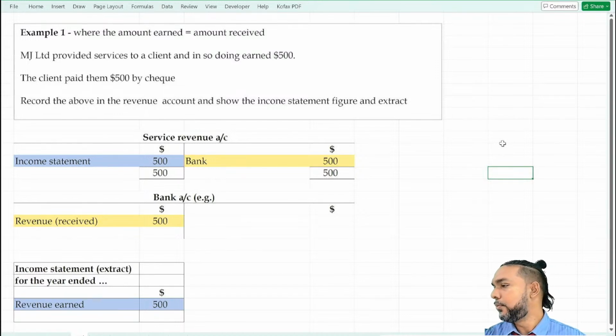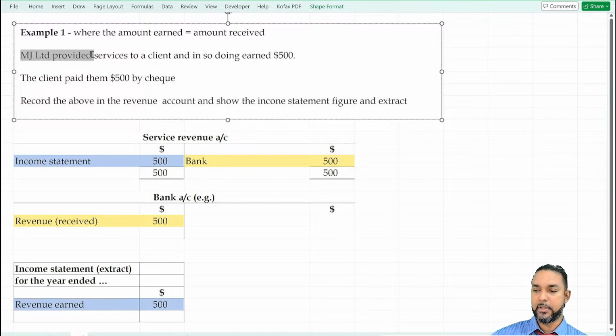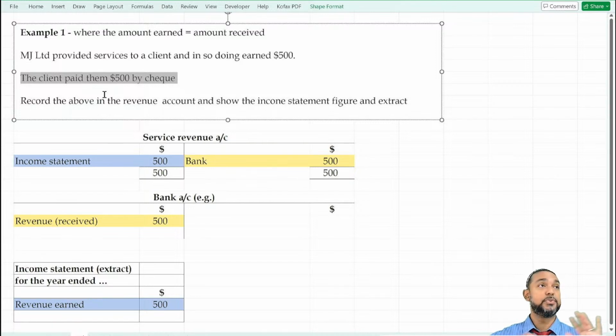So if you provide service to a client, right? So MJ Limited provided services to a client and in so doing earned 500 and the client paid them 500 by check, right? So if the client paid you exactly what was earned, all is well and good, right?